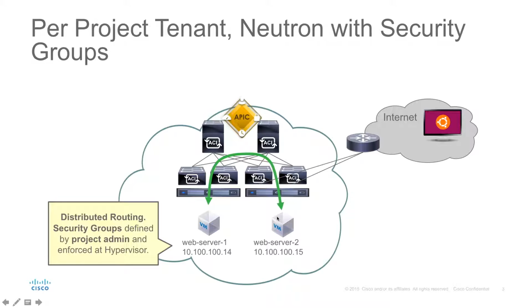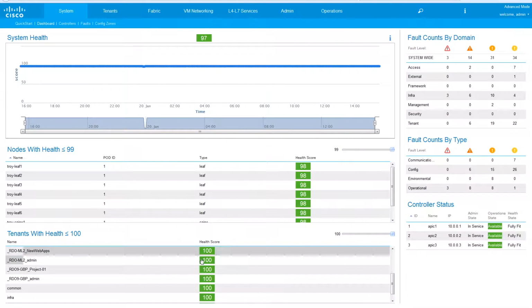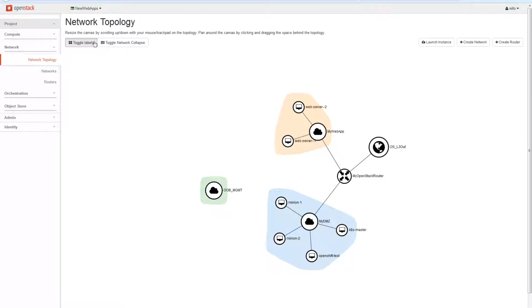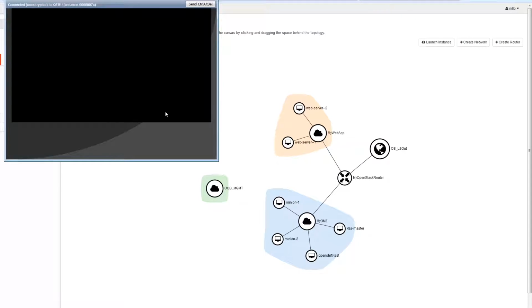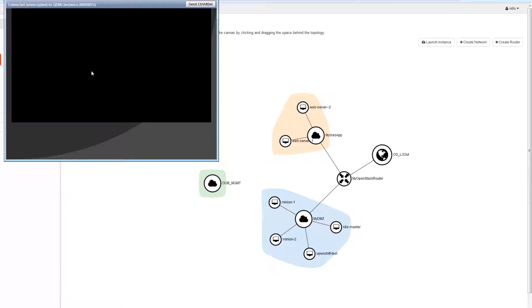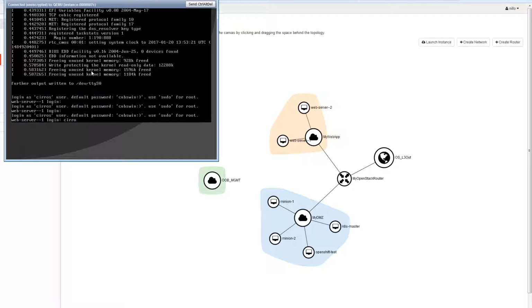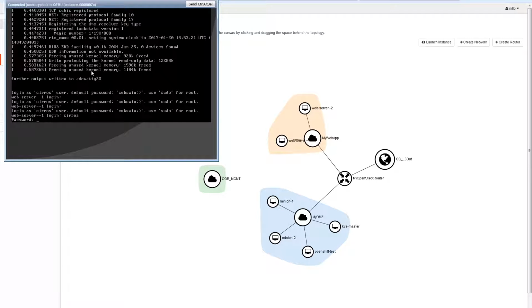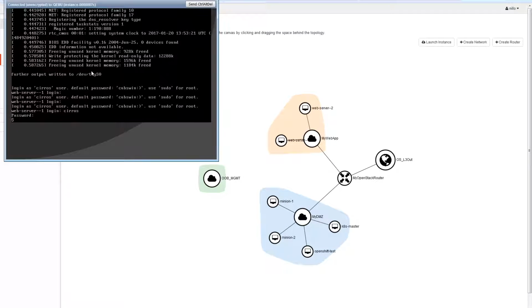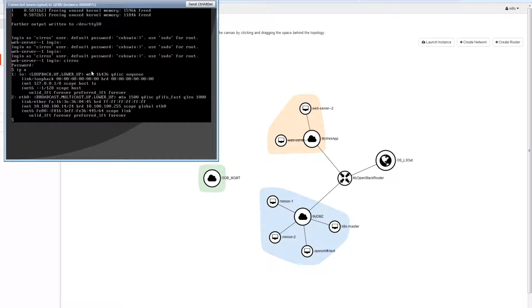We can take a look at that as well by looking at Web Server 1 and Web Server 2 that will be on the 10.100.114 subnet, 14 and 15 being the IP addresses of the servers. We can look at this here. This is the My Web App where we have Web Server 1 and Web Server 2. We can open a console to Web Server 1. And we can look at the IP address that has been given, 10.100.114.